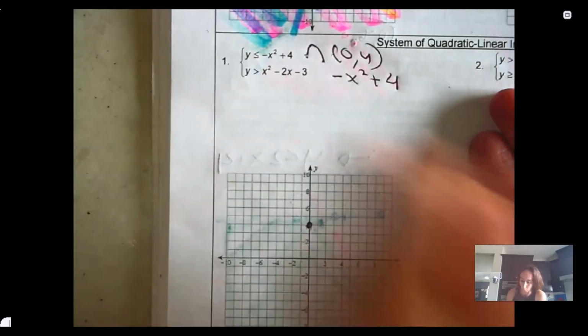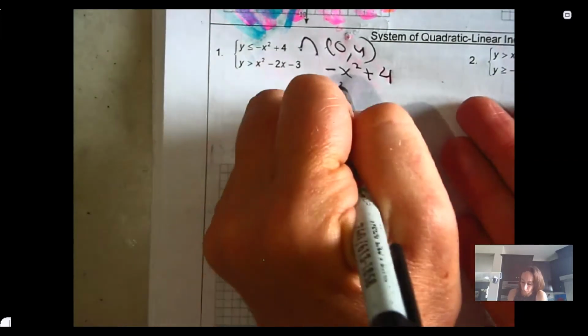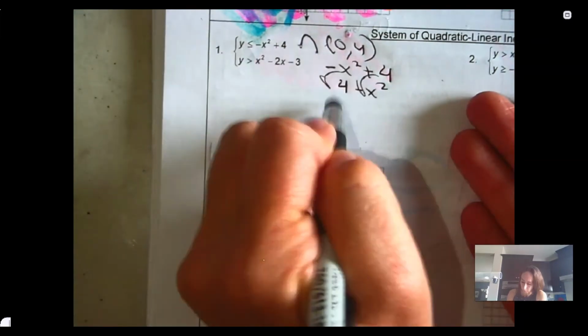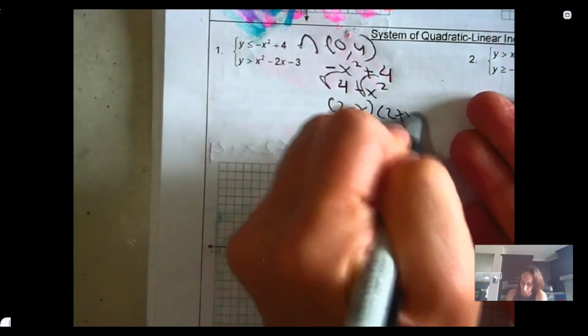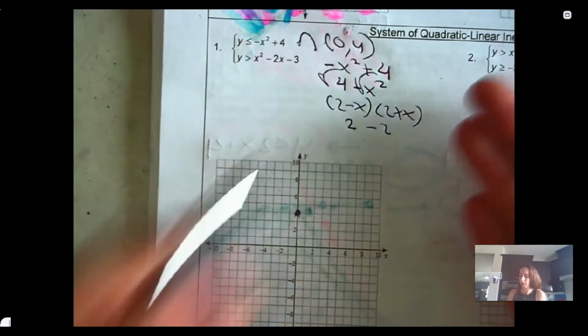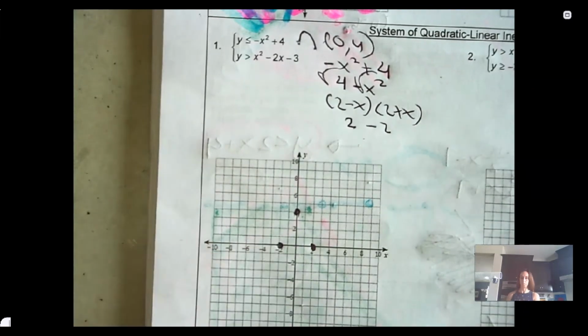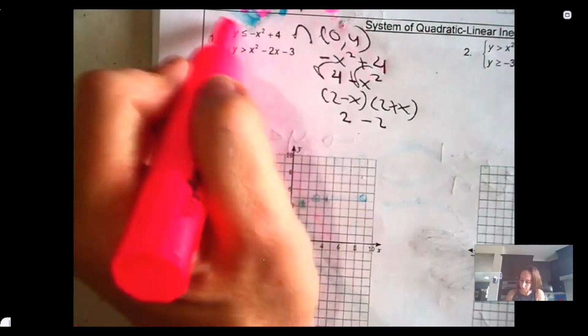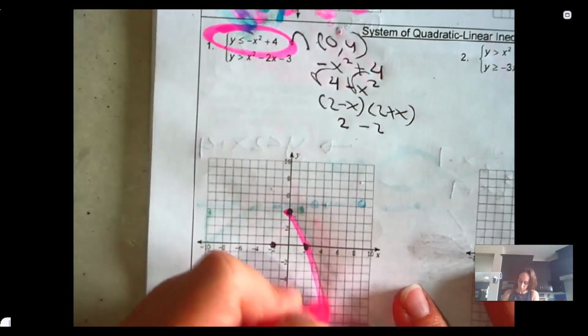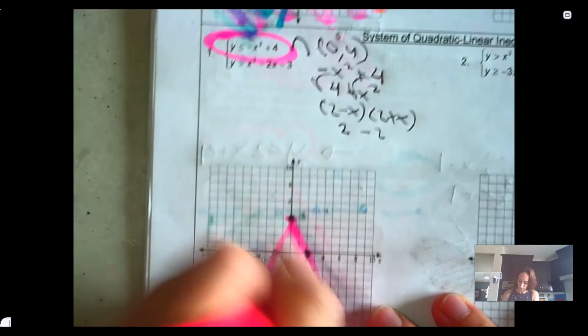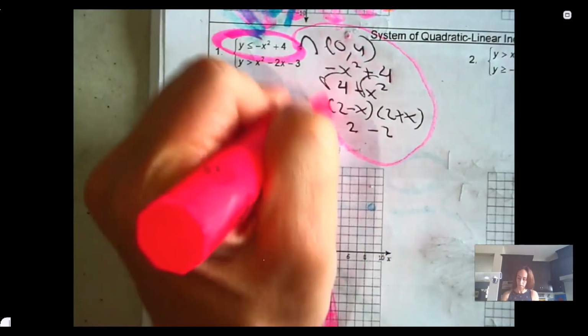Yes, I could. If I had negative x squared plus 4, I could rewrite that as 4 minus x squared. And then I could square root, 2 minus x, 2 plus x. So I get 2 and negative 2. That means my zeros are 2 and negative 2. Now if I'm going to make that my pink, that's my solid. And if it's less than, all the y's that are less than are down here. Okay? So that's everything pink.